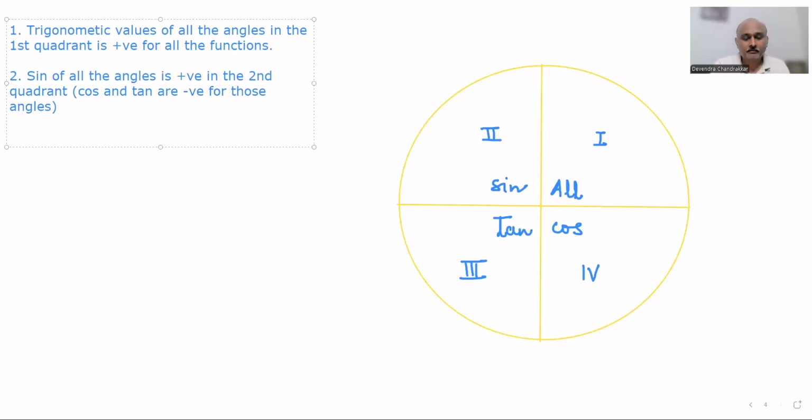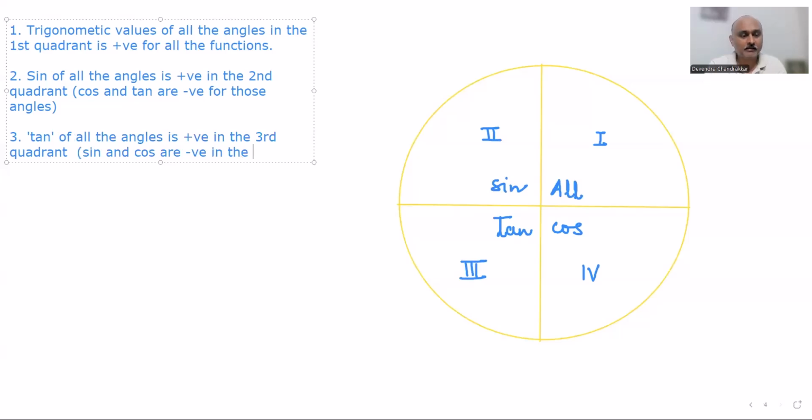ठीक है, third is tan. Tan of all the angles is positive in the third quadrant. That means sine and cos are negative in it. मैंने अभी बोला ना, we are interested only in sine, cos and tan because बाकी तीन तो इसके इनवर्स होते हैं, है ना? ठीक है, for these angles only.